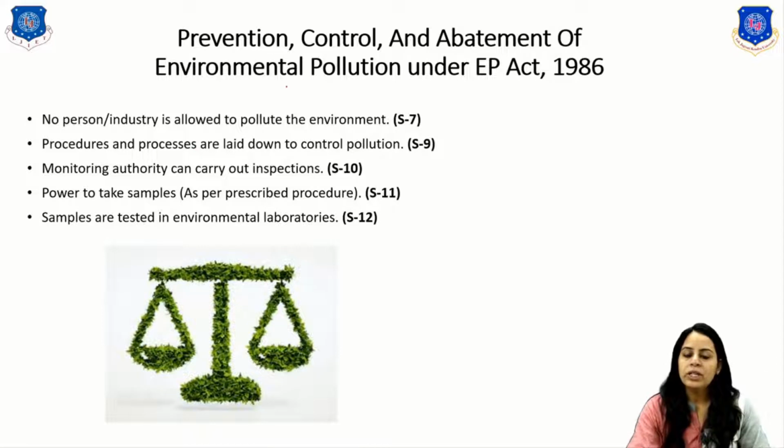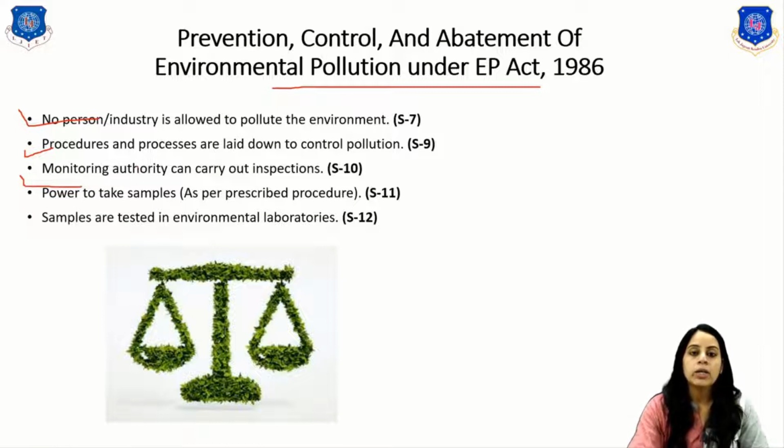Now, the prevention, control and abatement of environmental pollution under the EP Act 1986. The first rule is that no person or industry is allowed to pollute the environment. Then procedures and processes are laid down to control pollution. The monitoring authority can carry out inspections on a regular basis, with power to take samples as per the prescribed procedure. Samples are then tested in environmental laboratories. This is the most important rule.